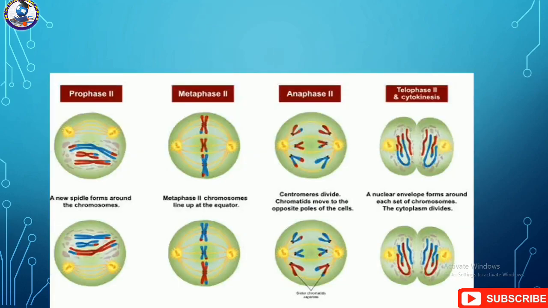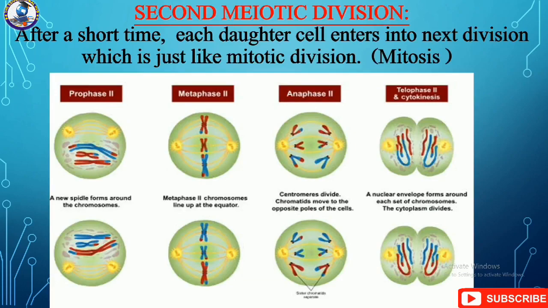Now we have division number 2, which is also known as mitosis. We have already discussed mitosis in our previous lecture, so you can watch that lecture through the link given in our description. So that was meiosis and our today's lecture.